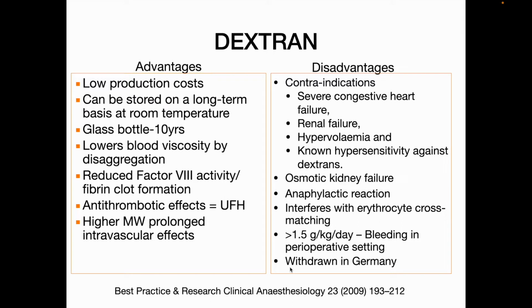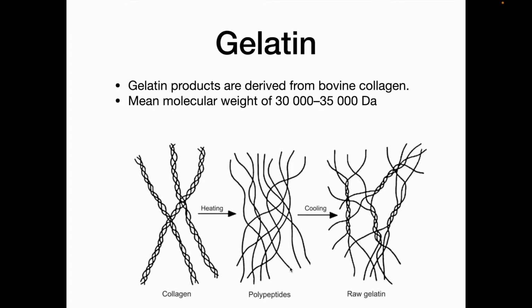The disadvantages are that it has contraindications in severe congestive heart failure, renal failure, hypervolemia, or hypersensitivity. It can cause osmotic kidney failure, anaphylactic reaction, and interfere with erythrocyte cross matching. More than 1.5 gram per kg per day can result in bleeding. Currently, it is withdrawn from the German market.